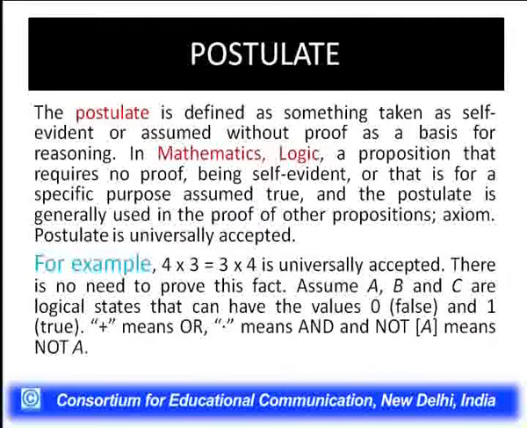Let us see one example. 4 into 3 is equal to 3 into 4, the same thing. Either you can write 4 into 3 or 3 into 4, that is universally accepted. There is no need to prove this fact. Assume A, B and C are logical states that can have the value 0 for false and 1 for true. Plus means OR, dot means AND, and A dash means NOT A. So dot is used for AND and plus is used for OR.